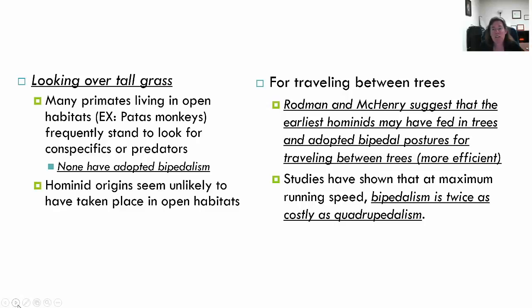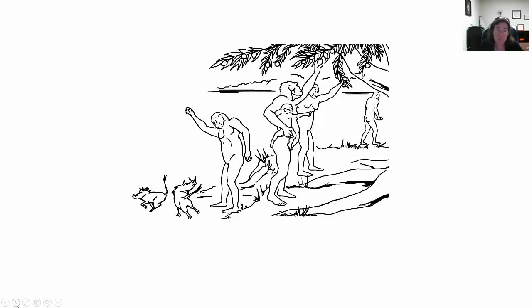For traveling between trees, Rodman and McHenry suggest that the early hominids may have fed in trees and adopted bipedal postures for traveling between trees because it was more efficient. However, studies have shown that at maximum running speed, bipedalism is twice as costly as quadrupedalism, so it is not more efficient.